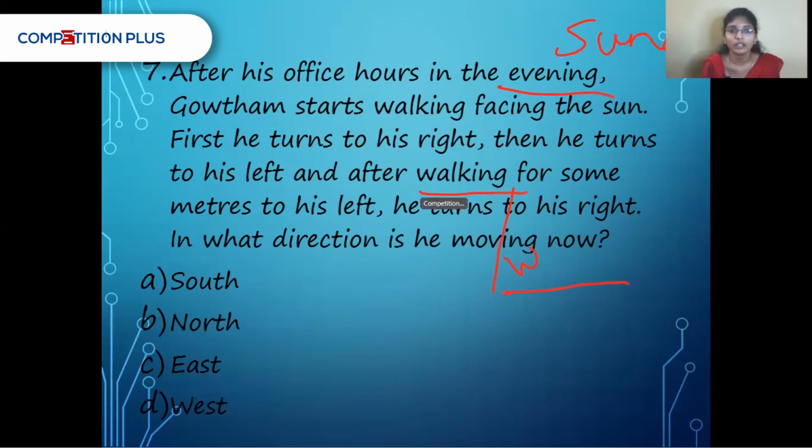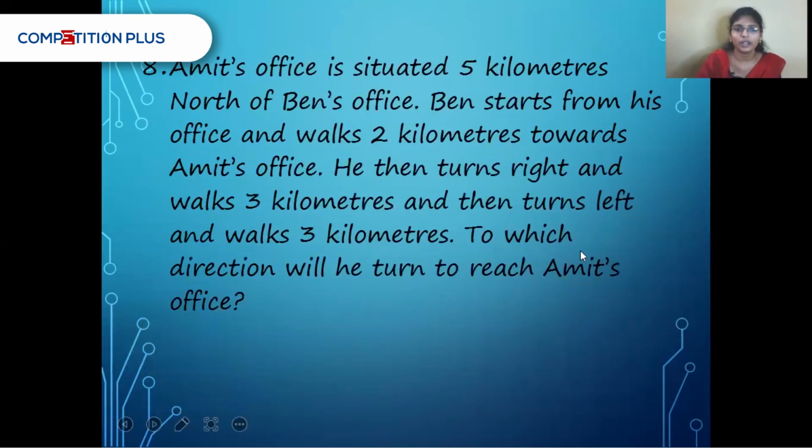After walking for some meters to his left, he again makes a right turn. Now, in which direction is he moving? He's heading towards the north. So the correct answer is north. Not even 30 seconds to solve this, I hope. If you're clear, it is simple. The simple reasoning question you can expect from this topic. All right. Another interesting question.